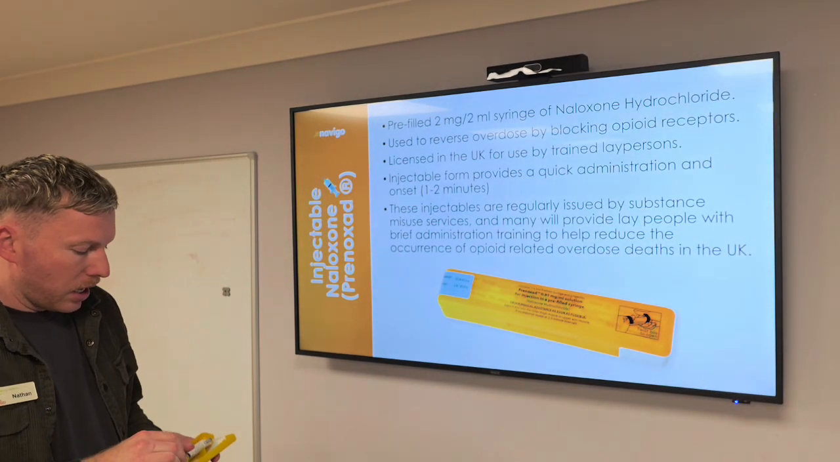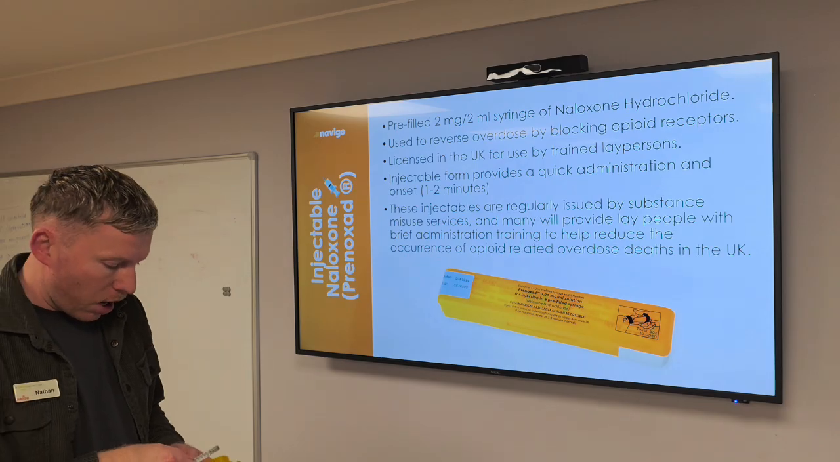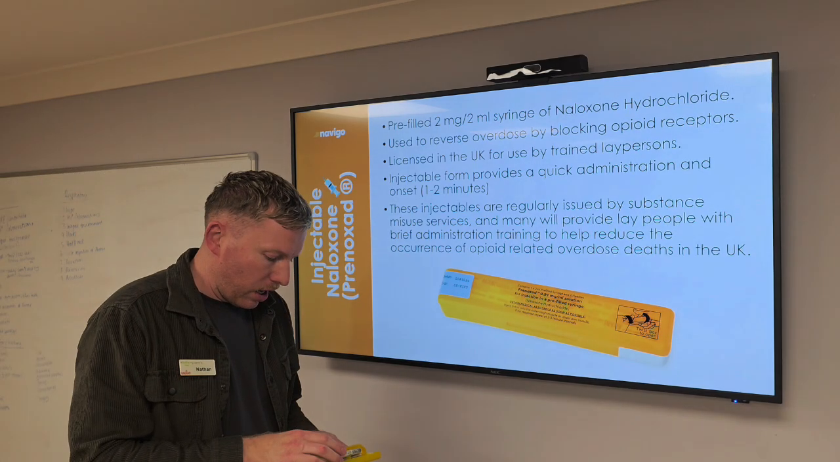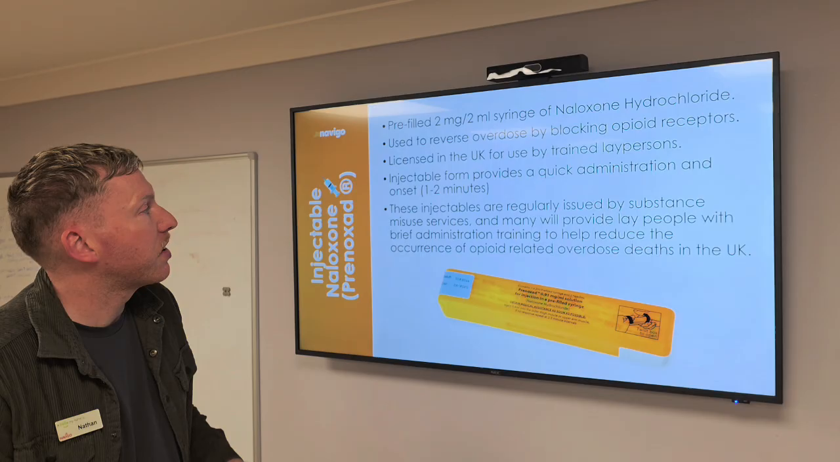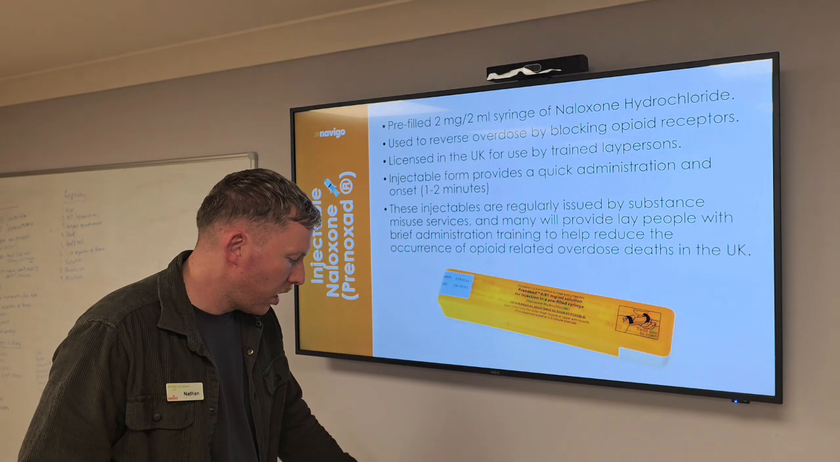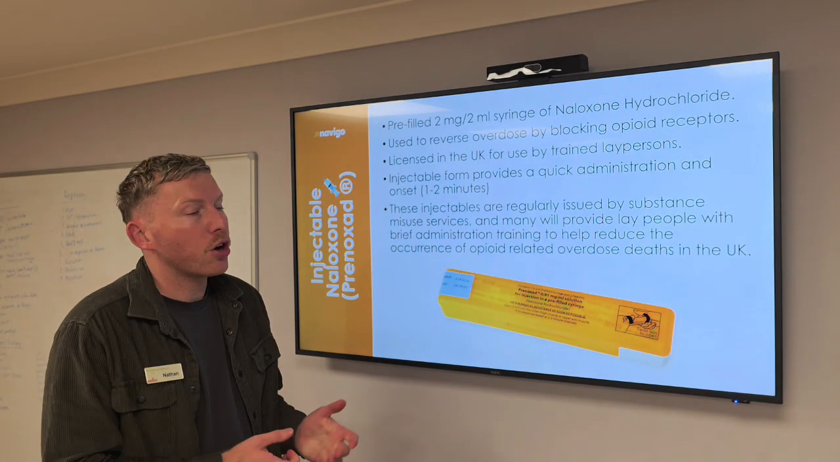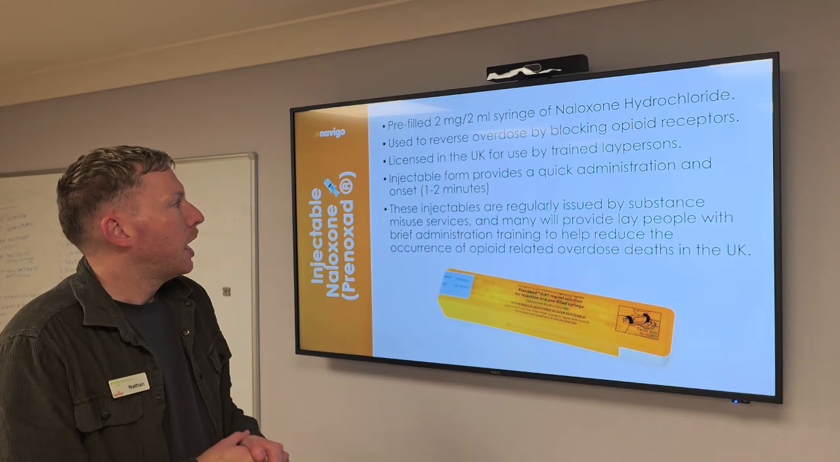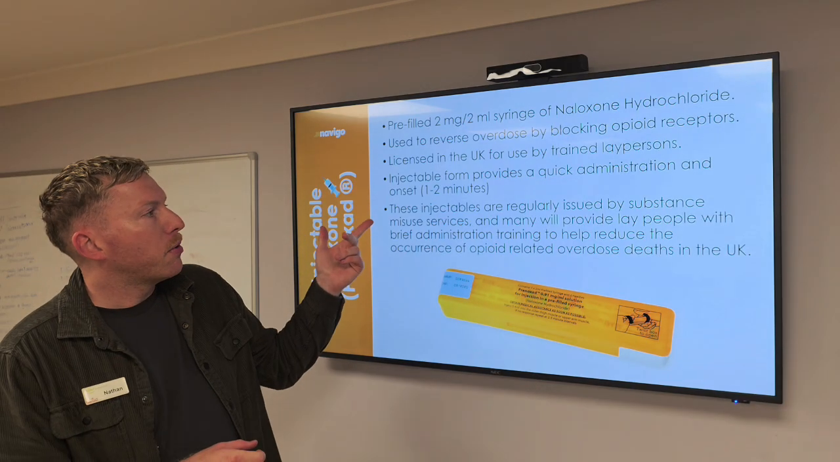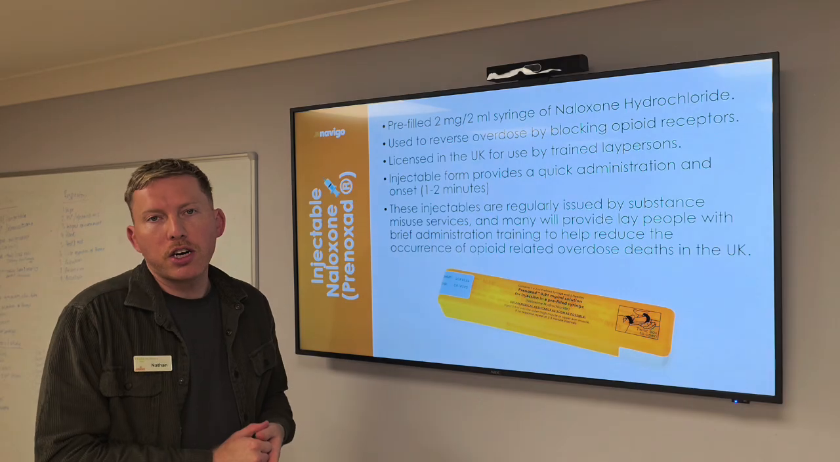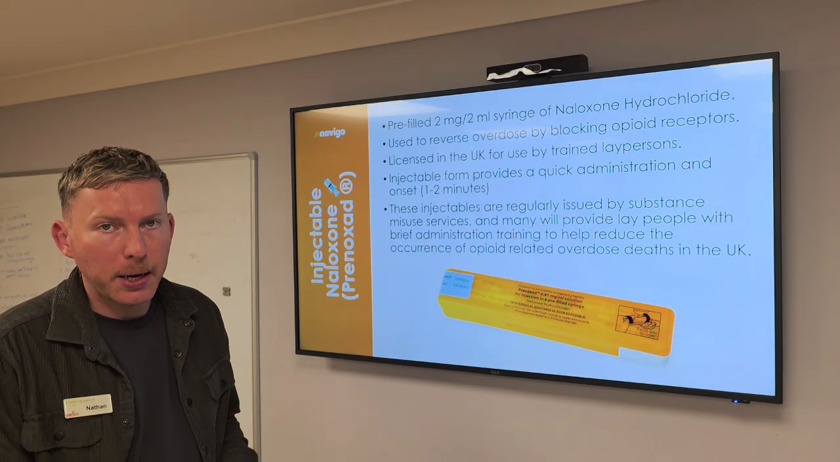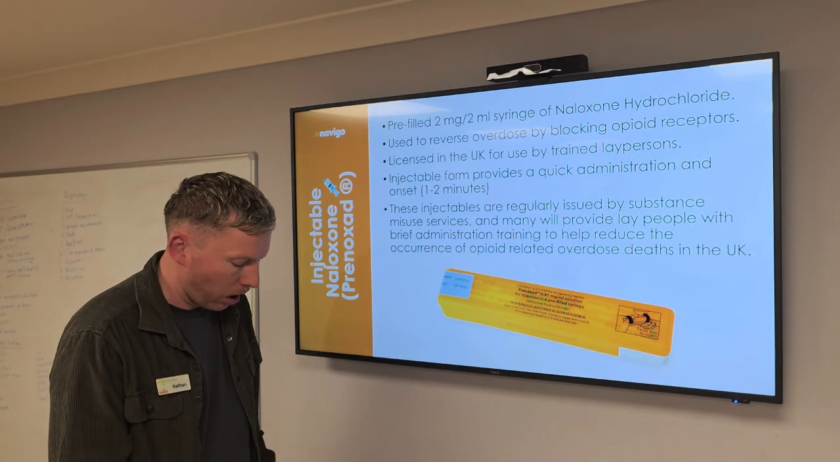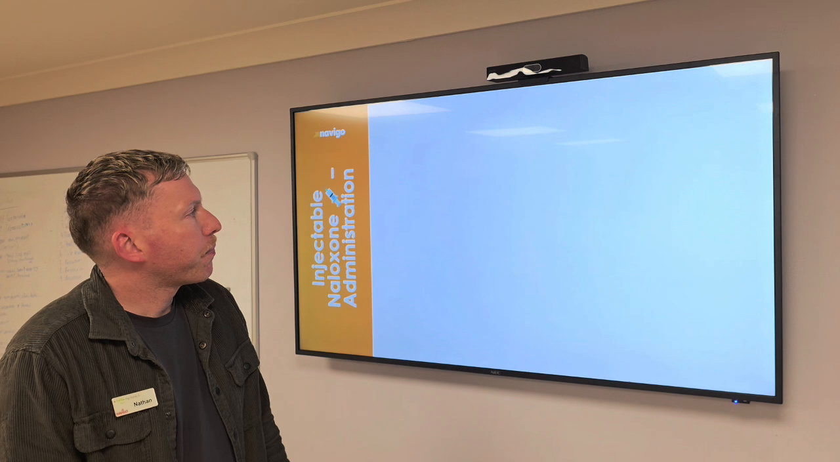It's used to reverse that opioid overdose, as I say, by blocking that opioid receptor. It's licensed in the UK for use by lay people who have had the training. It's an injectable form, as we've mentioned, which gives a quick administration. So 1 to 2 minutes, you should see a positive effect of administering that naloxone.